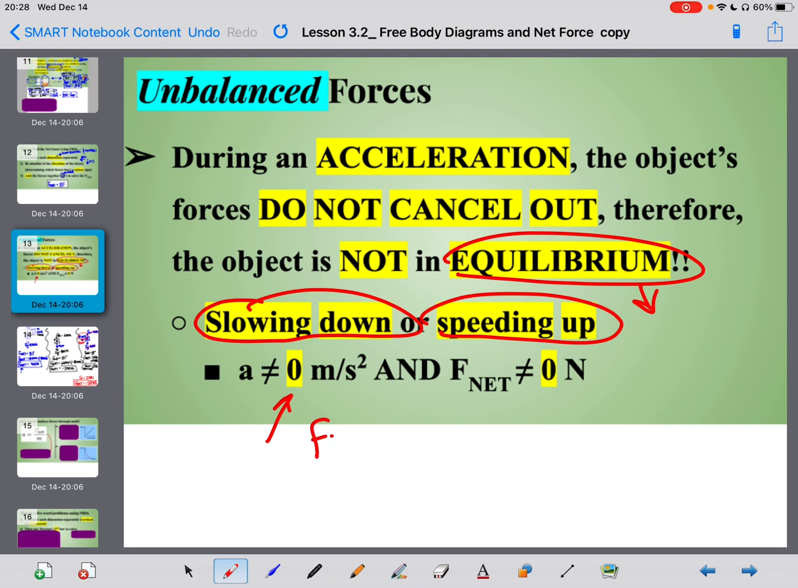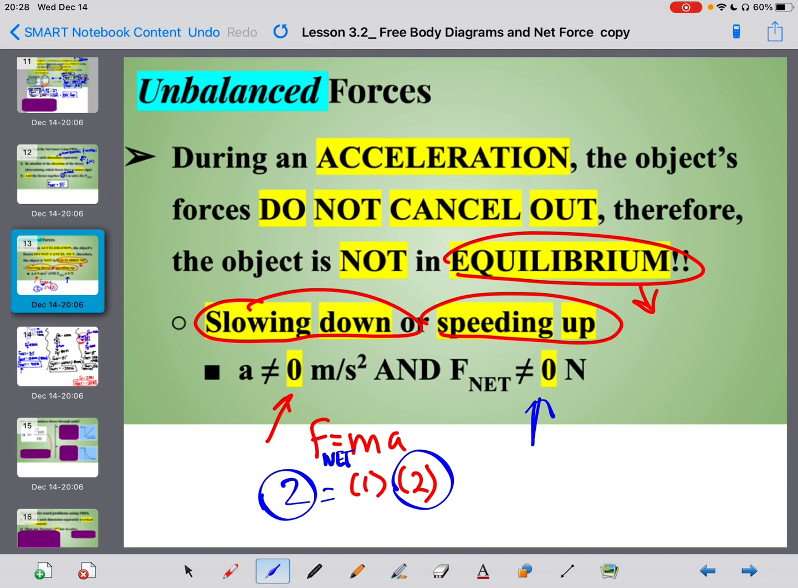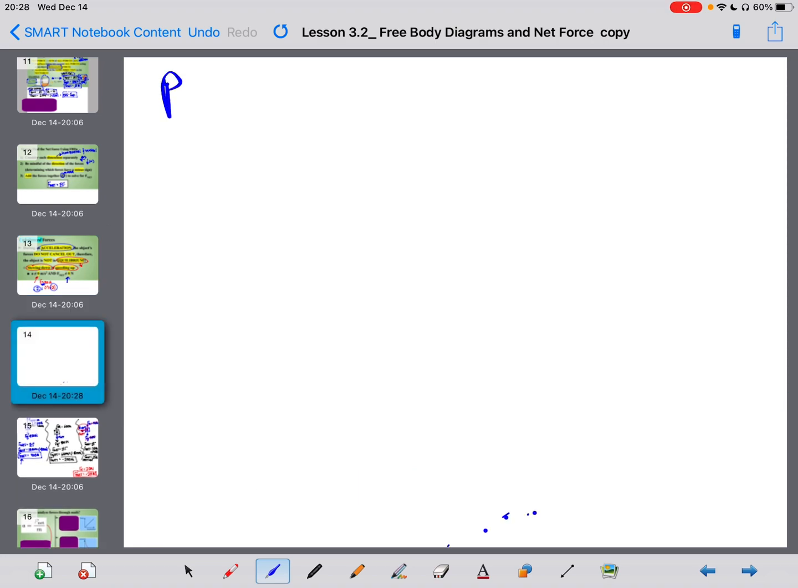If we use that formula, F equals ma, as long as this is not 0, let's make the mass 1 and the acceleration 2. We know that we'd end up with some force. That's why we're saying that the net force can't be 0, because when I plug in something that is not 0 for acceleration, you have to end up with a net force. So if I have a net force that is not equal to 0, that means I have an acceleration going on. Likewise, you also have these things called balanced forces.